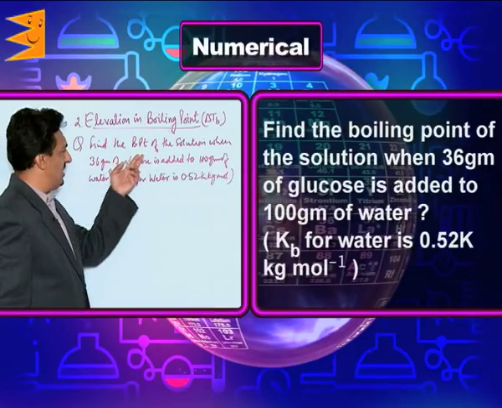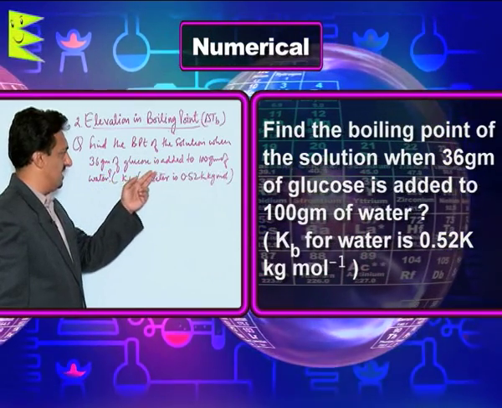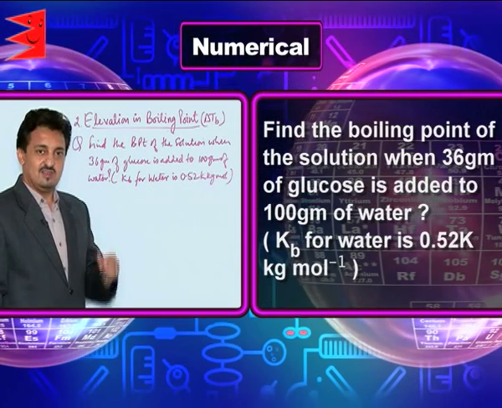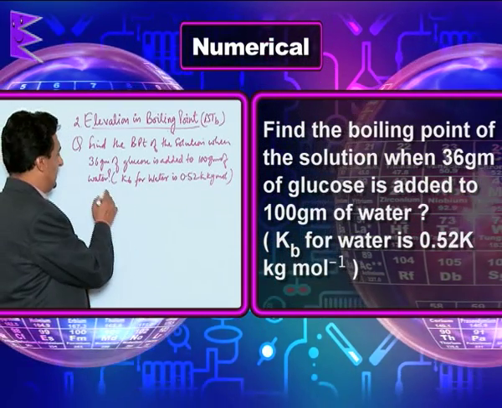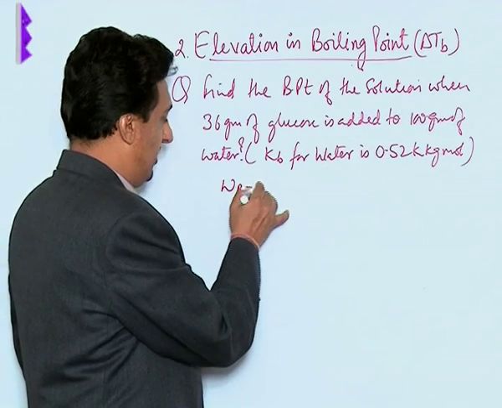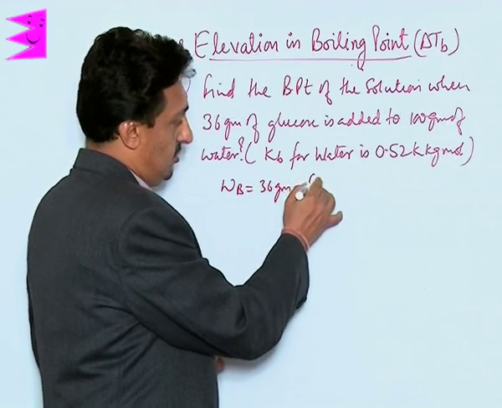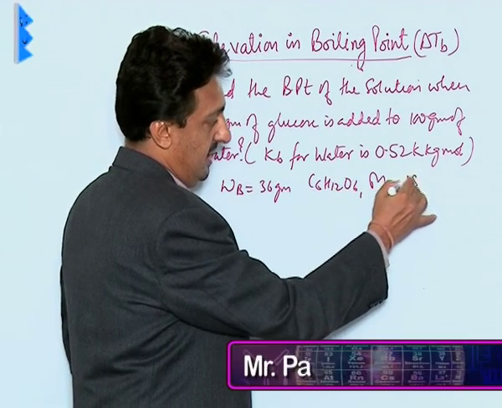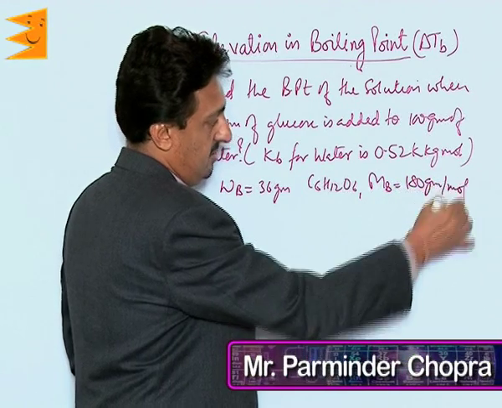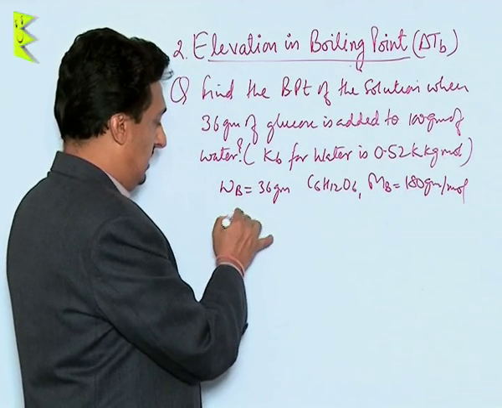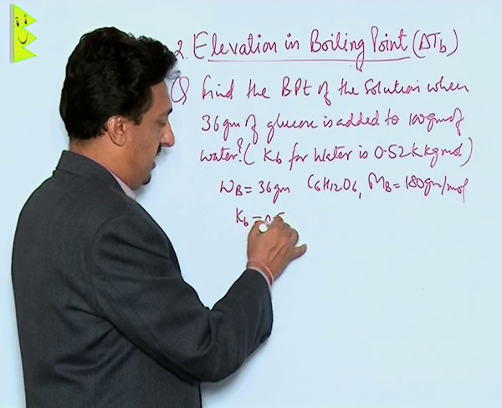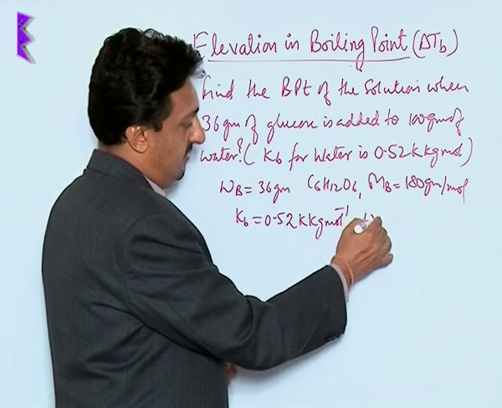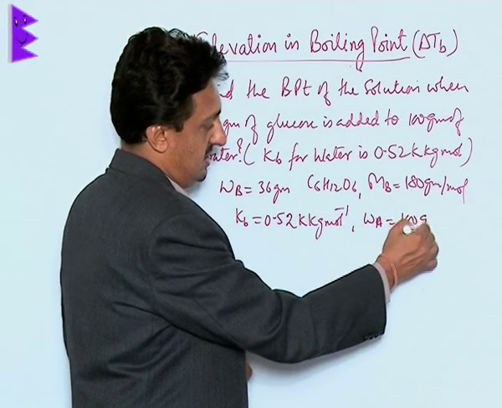The numerical is: find the boiling point of the solution when 36 grams of glucose is added to 100 grams of water. The ebullioscopic constant for water is 0.52 Kelvin kg per mole. Now from the given data, we know that the weight of the solute given is 36 grams. Glucose is C6H12O6, so its molar mass we know is 180 grams per mole. Kb for water is given as 0.52 Kelvin kg per mole, and the weight of the solvent is given to us as 100 grams.